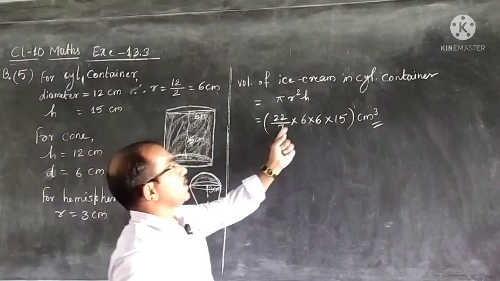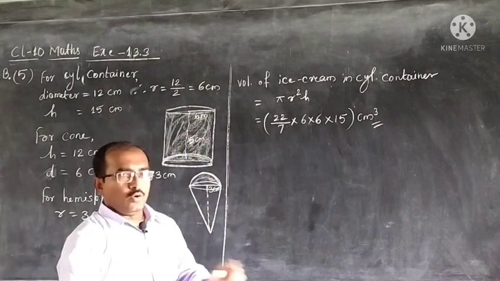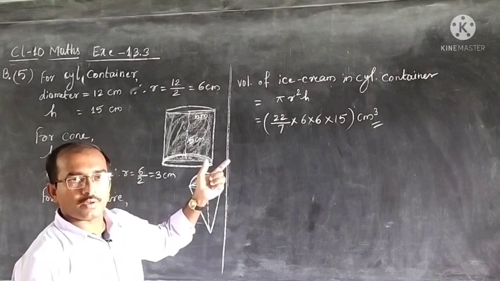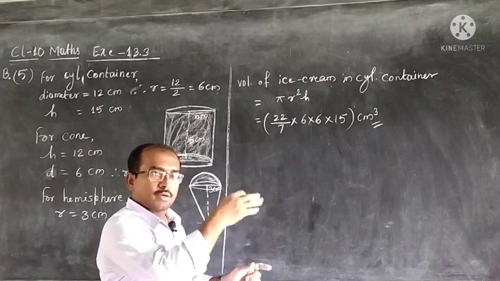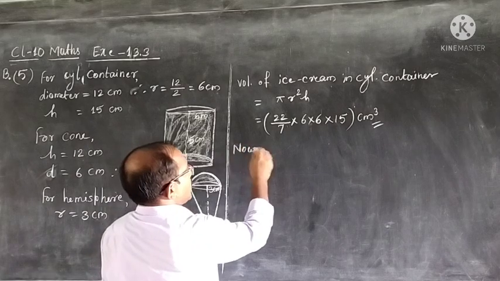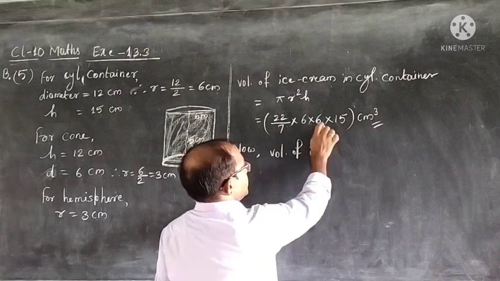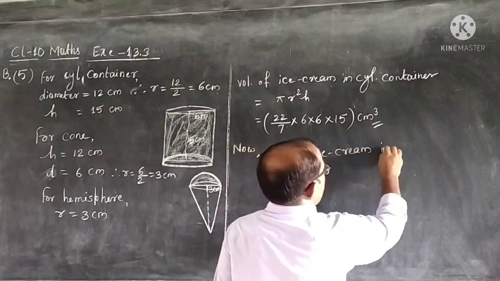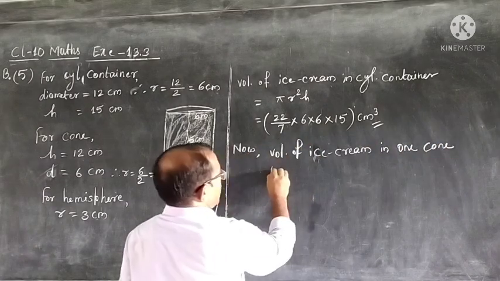You may be thinking we will cancel and get the exact amount. No need, because later we are going to divide by the volume of cone with hemispherical top. So, we will not cancel and get the exact value now; in the last part, when we are going to divide, we will do it. Now, we are finding the volume of ice cream in one cone with hemispherical top.